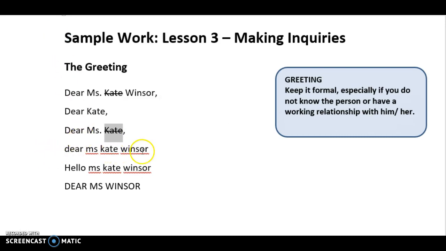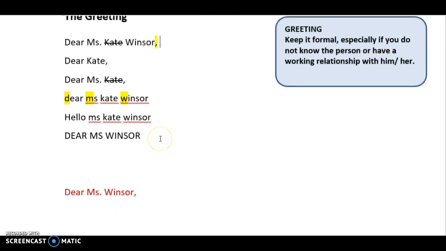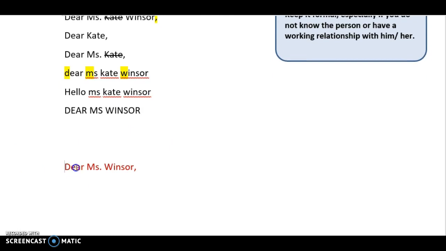Dear Ms. Kate Windsor, well, here we've got quite a few different mistakes. First of all, we need a capital letter here, and here, and again here. No, Kate, here. Hello? No, we need it formal, so we want to use dear. Dear Ms. Windsor, why is it all in capital letters? At the end, we need a comma. So here we've got a comma, and here we've got a comma. So what should it look like? It should look like this.